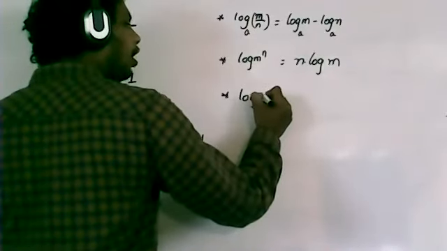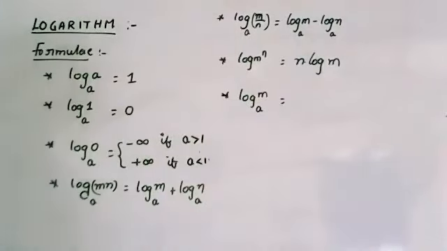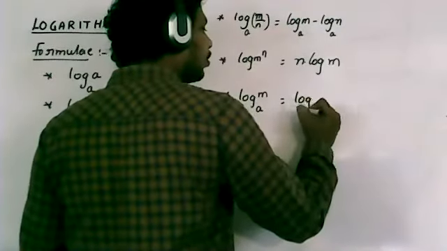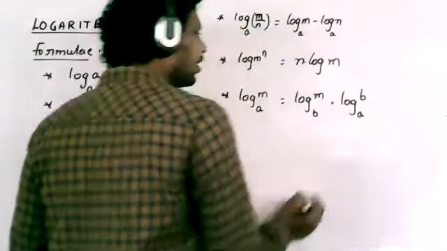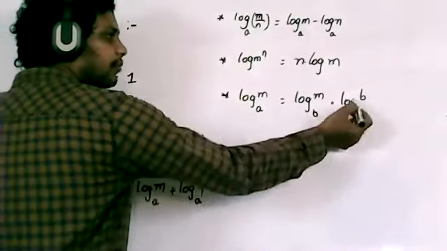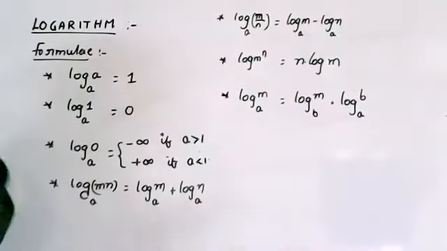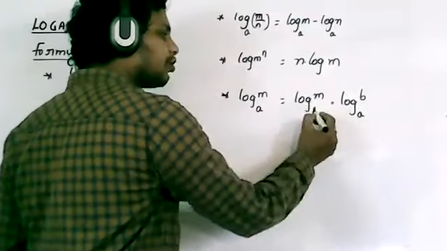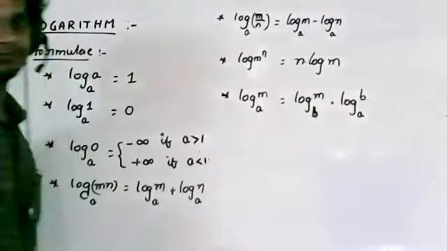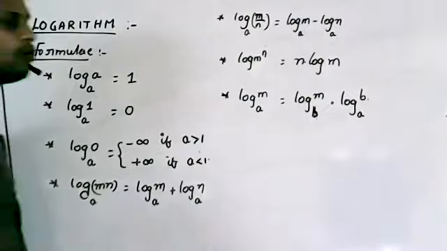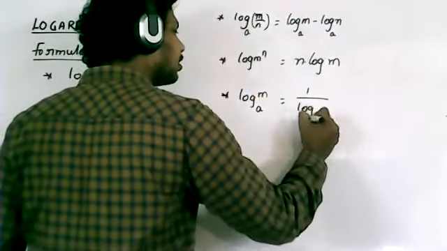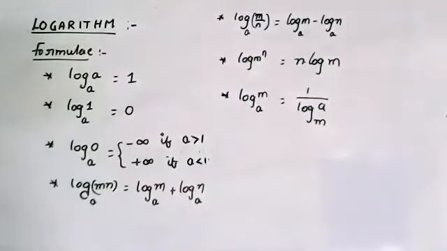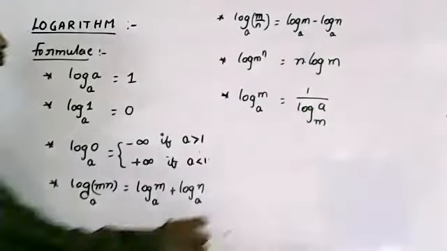For example, log m to the base a can be written as log m to the base b into log b to the base a. You can cancel the b and b, then it becomes log m to the base a. Where b is any value, you have to write like this so that these two cancel. Or else, before that, I will tell you one more formula: log m to the base a can be taken as 1 by log a to the base m. So the base and the argument will change.